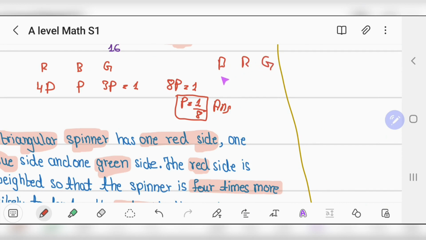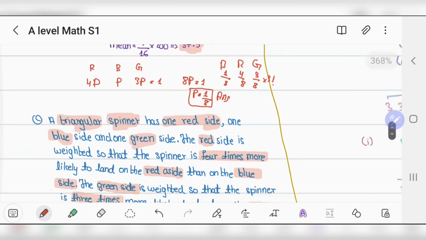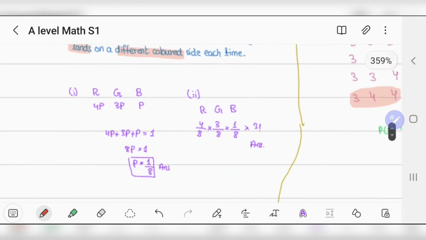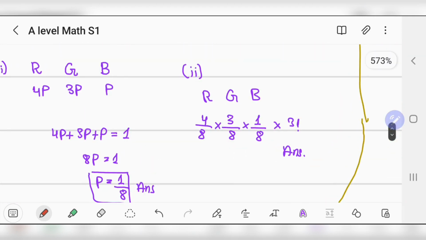The probability of landing on the blue side is 1 upon 8. The probability of landing on the red side is 4 upon 8. The probability of landing on the green side is 3 upon 8, and then you're just going to multiply by 3 factorial, since there will be arrangements. I think this is the answer, and yes, this is the answer.